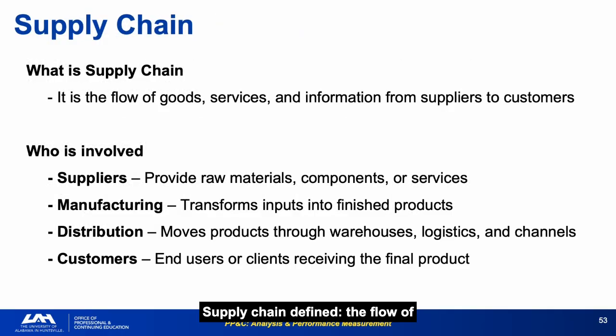Supply chain defined: the flow of goods, services, and information from suppliers to customers. Four parties involved: suppliers, manufacturing, distribution, and customers. From a PP&C perspective, the supplier is the most critical player. They hold the hardware that will either support or threaten the integration and test schedule.